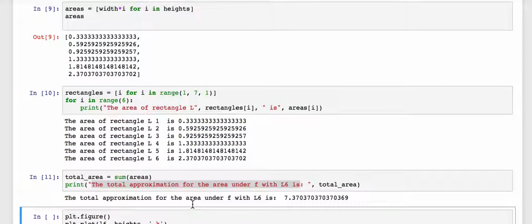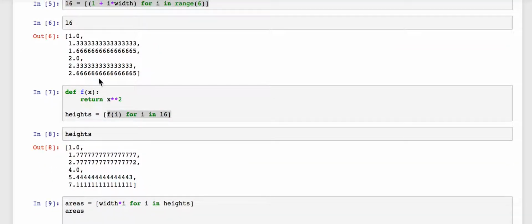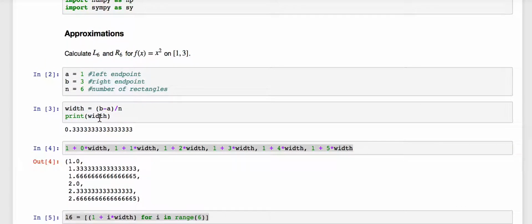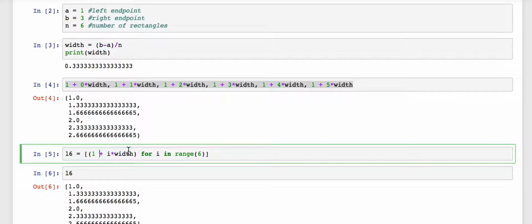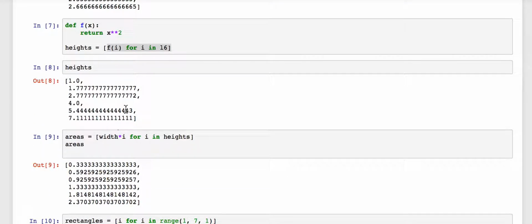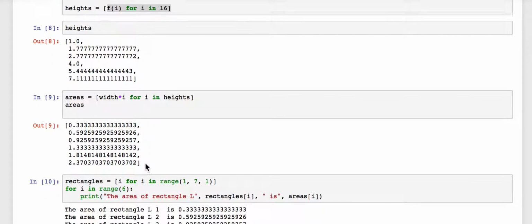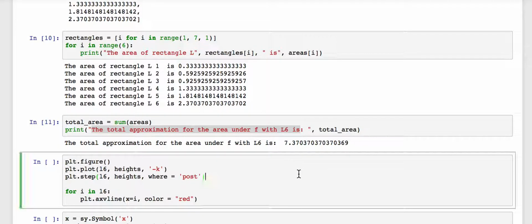Okay, so again, the idea was first what we do is figure out the width. With the width, we can figure out where we're going to find the height by just adding multiples of that width, however many there are rectangles. We can evaluate the function at each of those values. We can then multiply each of those values times the width to find the area of each individual rectangle. And then we add all of those rectangles together to get the total area. Finally, we can take a look at that.